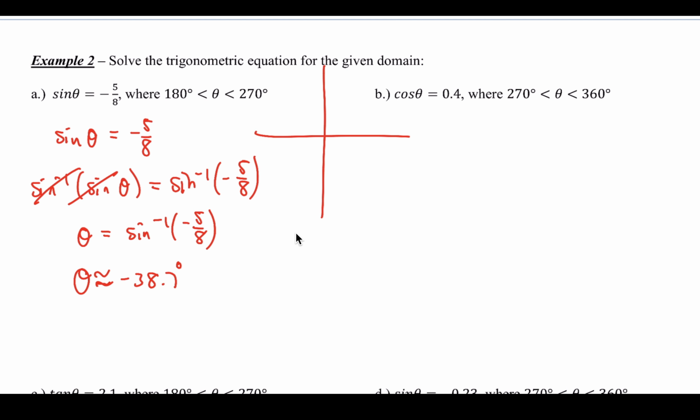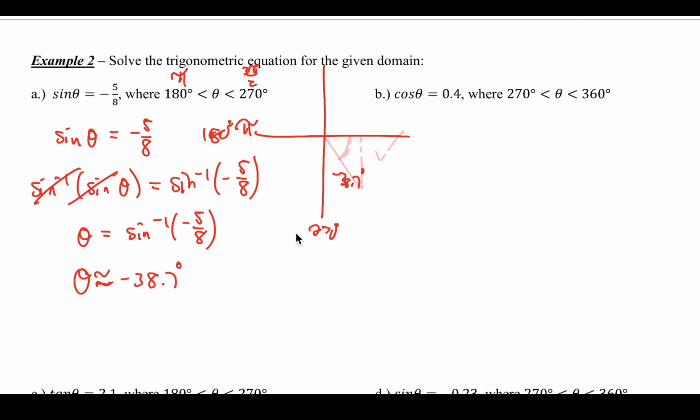Sine is positive here and negative here. Can't be here, must be here. So I went down negative 38.7 degrees. That's correct. But they're asking, give me the angle theta that is between pi, this is pi, and this is 3 pi over 2, or 180 and 270. Give me an angle here. Okay, give me an angle here. Now, how do you do that? Okay, it's not that hard.